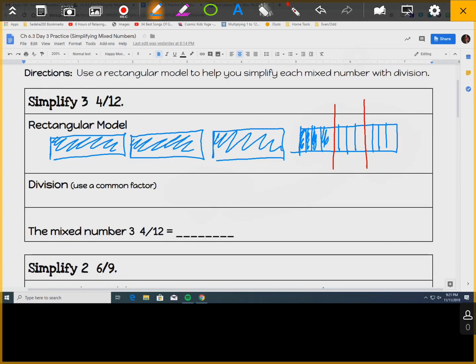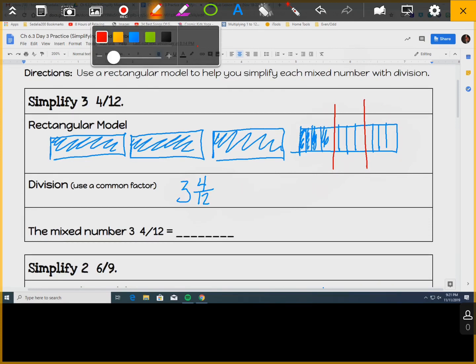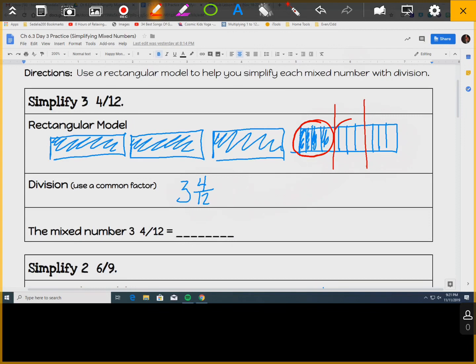As I'm thinking about the division I could use to simplify my mixed number, I'm wanting us to look at the model and be thinking, how can I group these pieces together so that I have less of them? Well, I see that I could group 4 pieces together. Because I'm grouping those 4 pieces together, that means I'm dividing them into groups of 4. Therefore, I can divide my numerator by 4 and my denominator by 4, and I'm going to get the simplified mixed number of 3 and 1/3. I'm also going to write that here, 3 and 1/3.